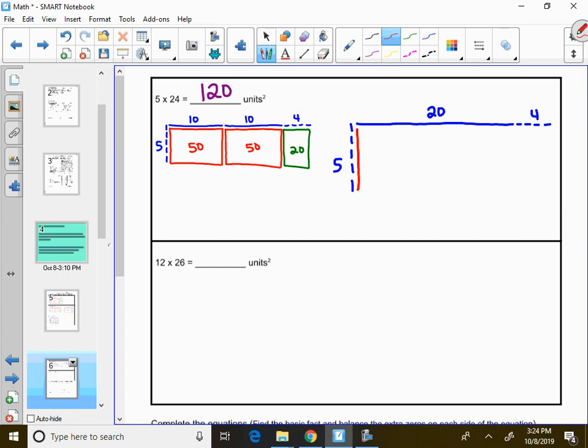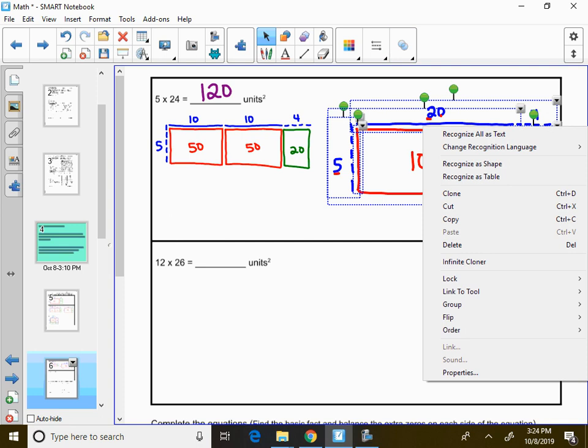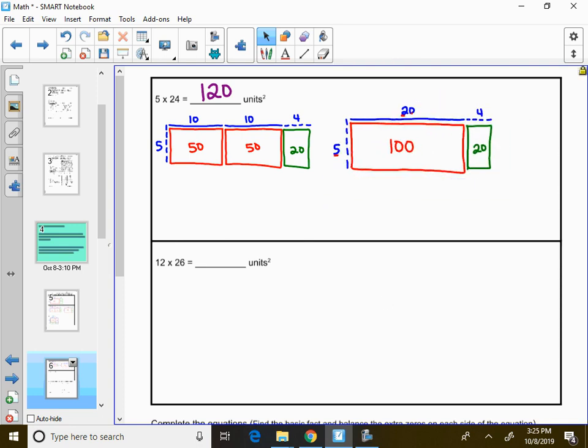5 by 20. And 5 times 20, I could think 5 times 2 is 10. A 0 in the problem, a 0 in the answer. 5 times 20 is 100, which of course is what my previous picture shows. 50 and 50 is 100. And that last section will be the same. 5 by 4 is 20. And again, put it together and you get that final answer of 120. Okay, let's group this together. And either picture is fine.